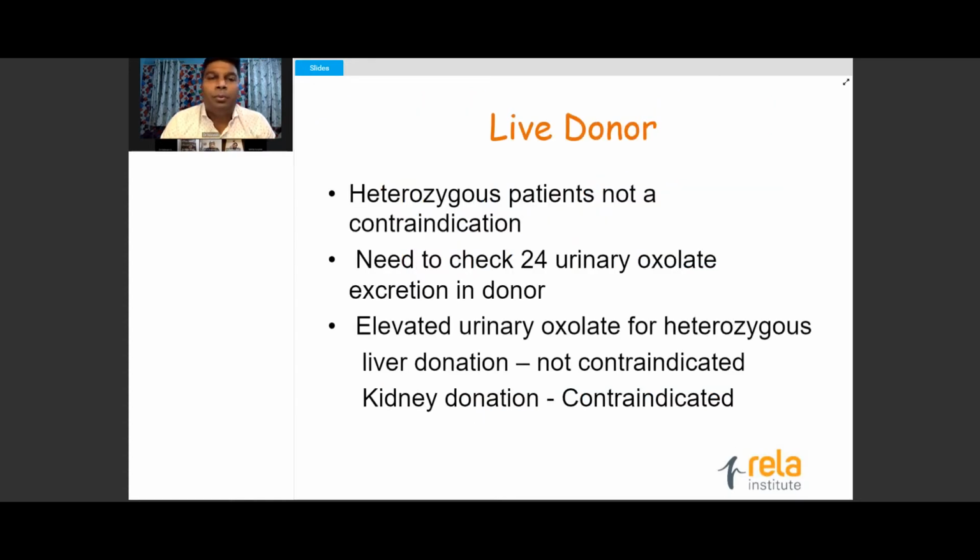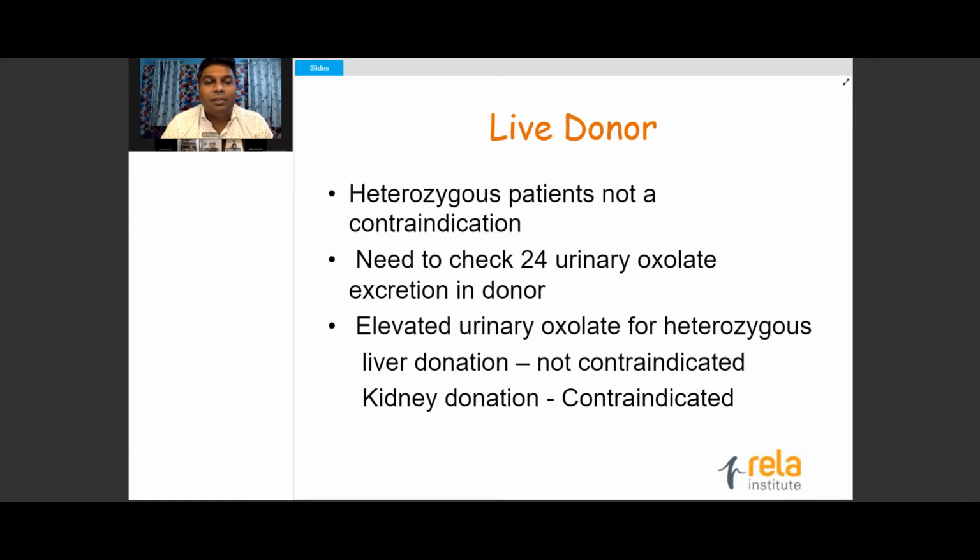Coming to getting a donor in live transplant, obviously the parents would be the first choice, and usually the parents would come forward for the transplant. If it's an uncle or aunt, we definitely need a genetic diagnosis because they can be homozygous. Parents are very unlikely to be homozygous, but definitely they are heterozygous. In a heterozygous state, the urine oxalate can be high. So we usually do a 24-hour urine check for the donor, and if it is elevated, he can still do a liver donation because the amount of liver we would take would be 20%, 30%.